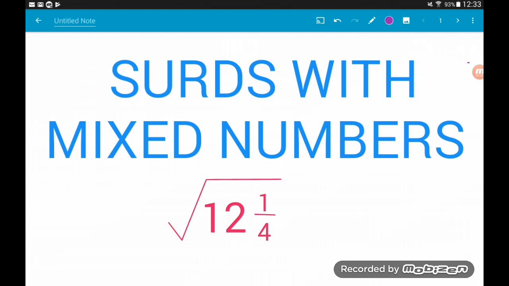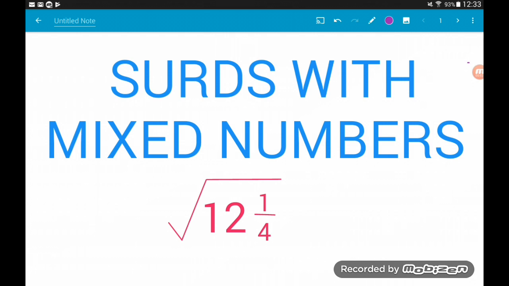Now once we've done that, we may be lucky, we may be able to square root the whole fraction, which will get us down to a nice normal fraction. We might end up with a surd on top that we can simplify, or we might end up with a surd on the bottom, in which case we're going to want to rationalize the denominator.